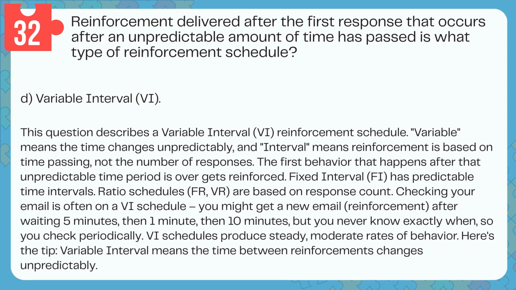Checking your email is often on a VI schedule. You might get a new email, reinforcement, after waiting 5 minutes, then 1 minute, then 10 minutes, but you never know exactly when, so you check periodically. VI schedules produce steady, moderate rates of behavior. Here's the tip. Variable interval means the time between reinforcements changes unpredictably.